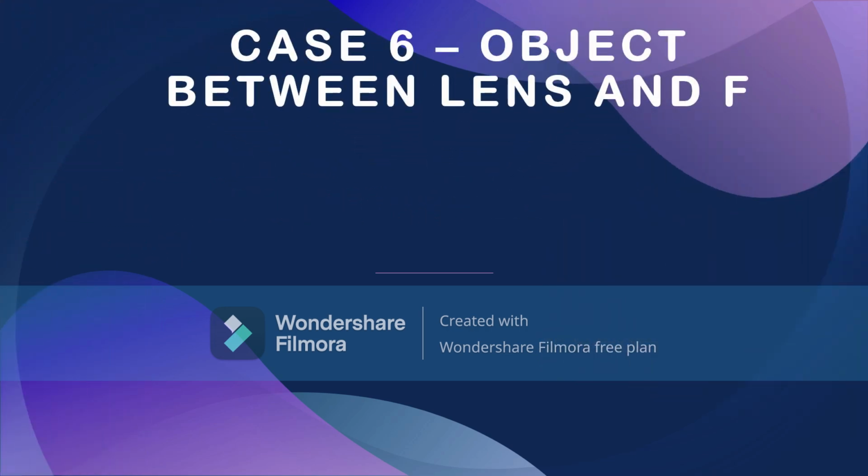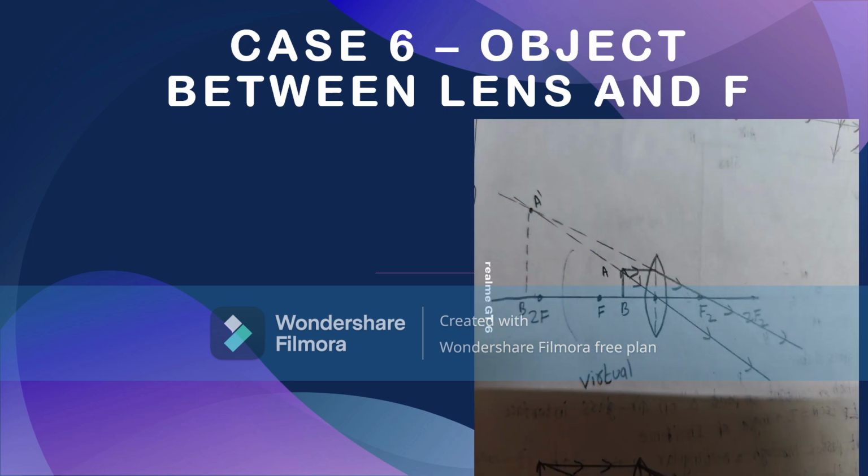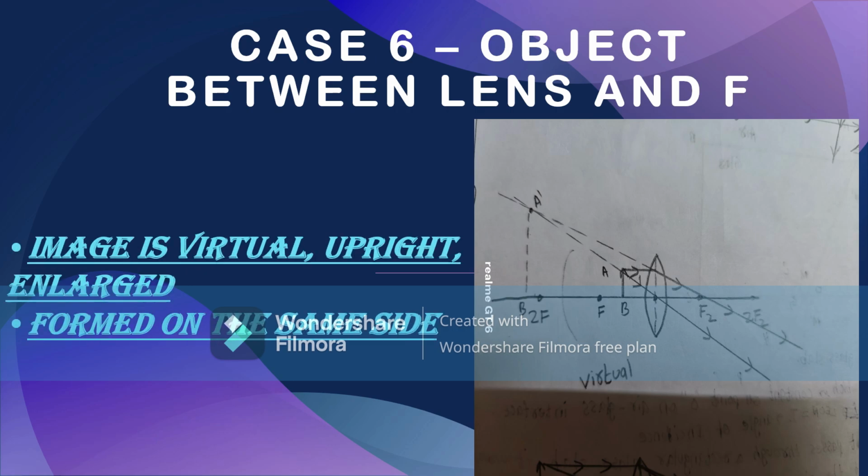Our last and final case is when the object is between O and F. In this final case, the object is placed between the optic center and the focal point. The image is formed on the same side as the object. It's virtual, erect, and magnified. This is how magnifying glasses work. They make objects appear larger and upright, means erect, as you can see in this image.